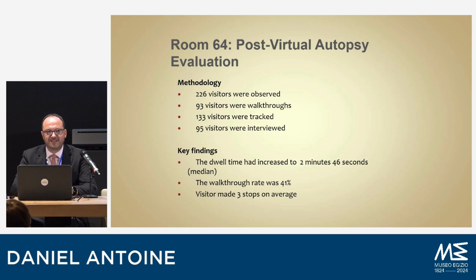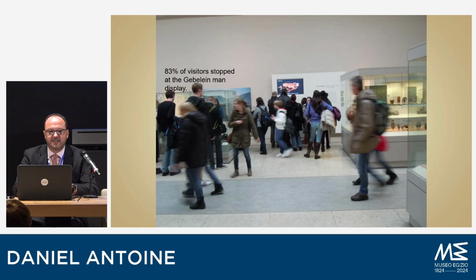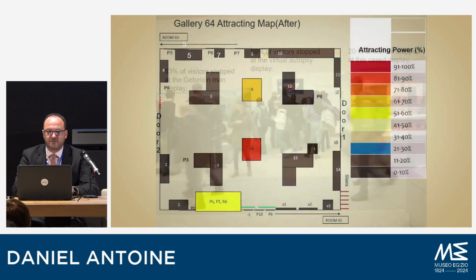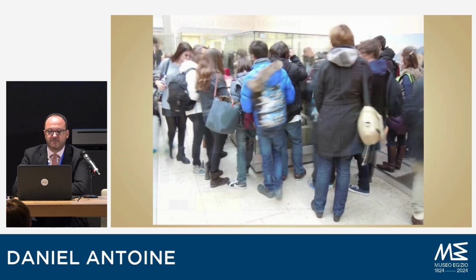But what's interesting is that people stopped in 3 areas. So even though we changed two spots in the gallery, it actually had an impact on the whole gallery. And you can see here 83%, so that's gone up, of people are stopping to look at Gabelin man. Also 59% are looking at the virtual autopsy table, and 20% actually looking at the surrounding cases. So by adding this element, it's actually affected cases which are not directly relevant to Gabelin man. So it was a surprise finding. He's become even more attractive.